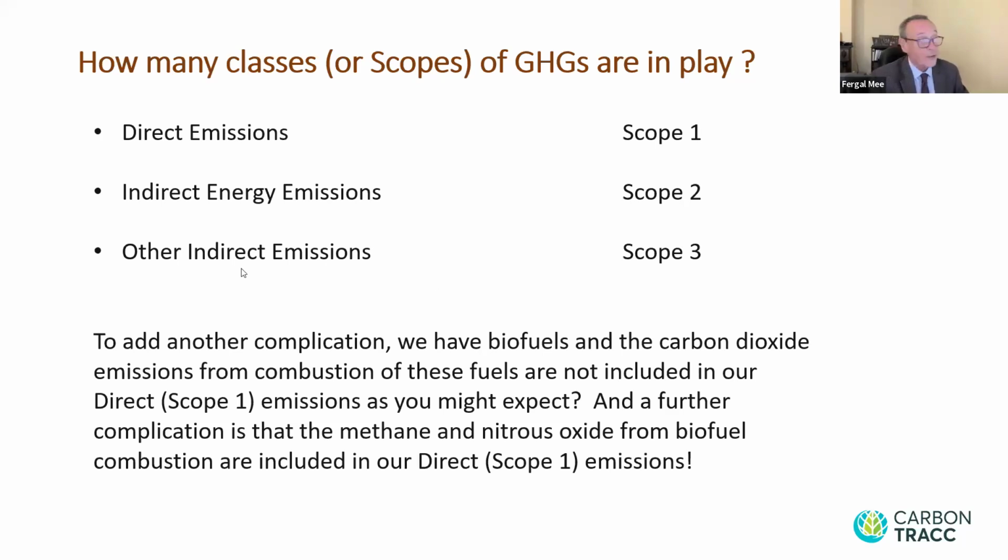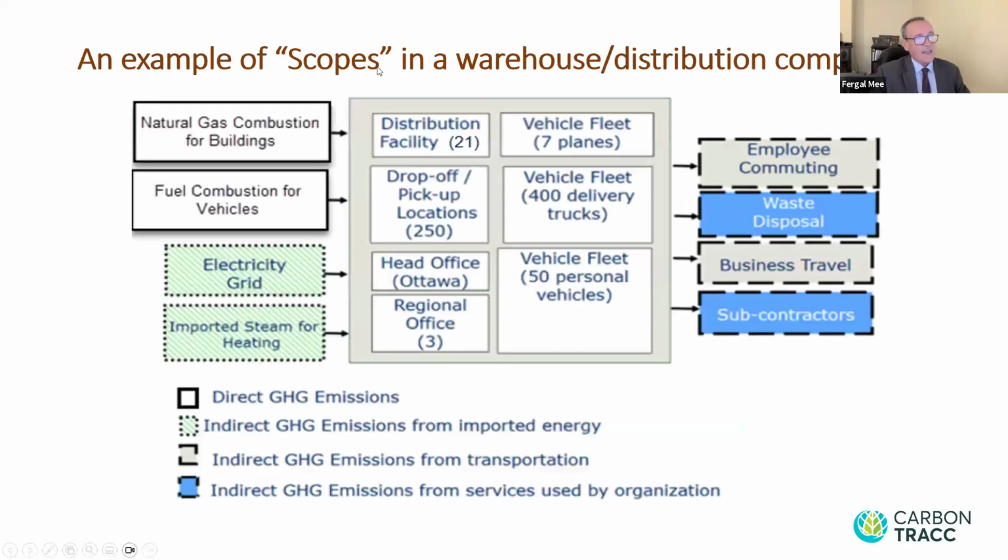Of course, nothing in life is so simple. To add another complication, we have biofuels, biomass, biosolid, bioliquid, biogas. But the carbon dioxide emissions from the combustion of these fuels are not included in our direct emissions or our scope 1 emissions, as you might expect. And in a further complication, the methane and nitrous oxide from biofuel combustion are back calculated and then included again in our scope 1 or direct emissions, which is an interesting complication. This is an example of scopes in just a sample warehousing or distribution company, for example.